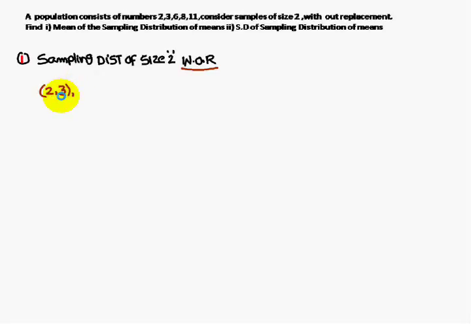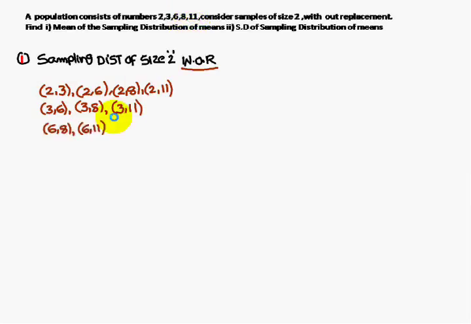So first I am writing the two combinations. 2, 3, next you come across 2, 6, 2, 8 and 2, 11. Next three combinations, 3, 6, 3, 8, 3, 11, going only in the forward direction. Next, the 6 combinations: 6, 8 and 6, 11 only. Next you come across 8, 11.